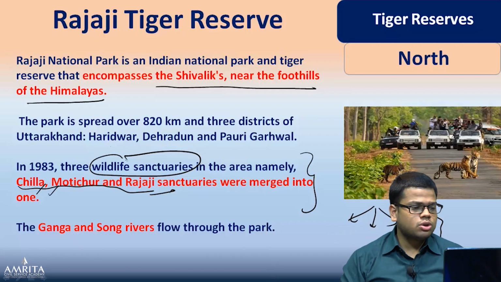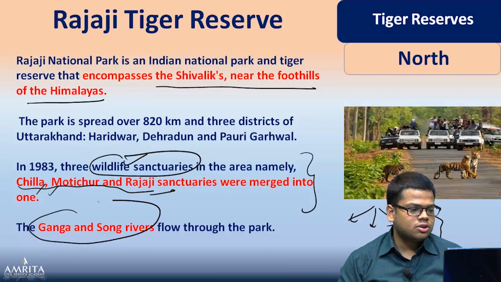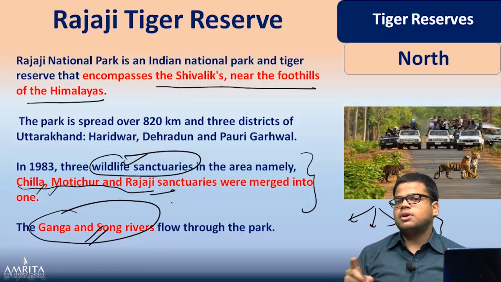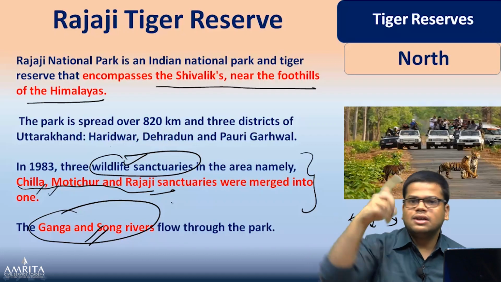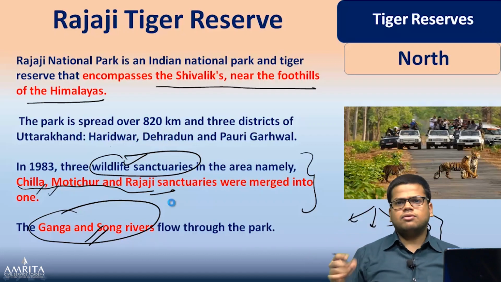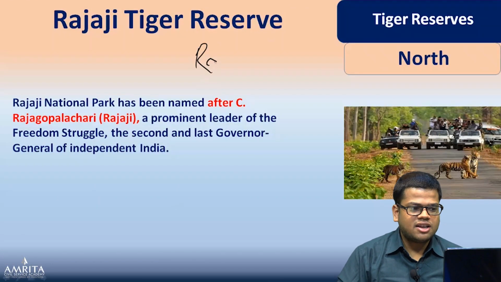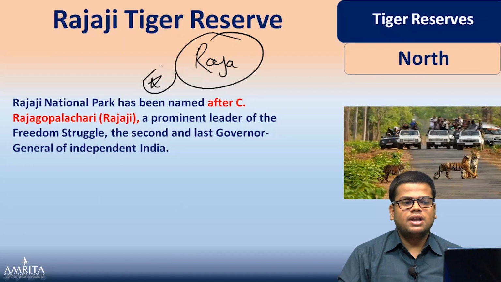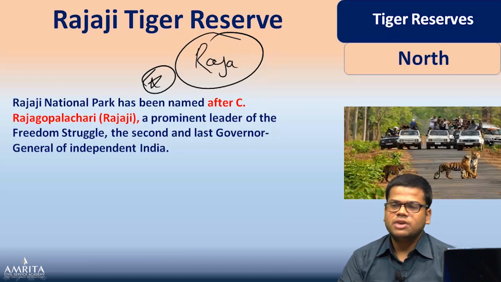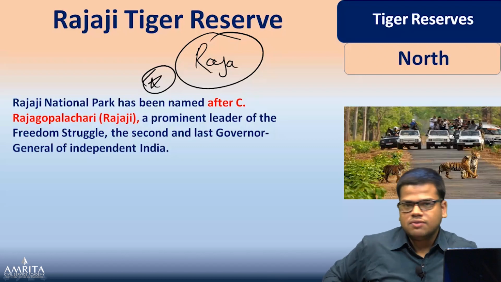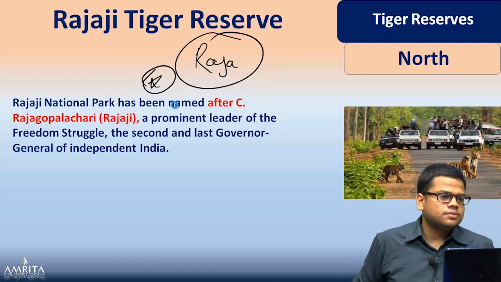Okay, so these 2 rivers, Ganga and Song River, flow through the park. I told you that you have to remember the rivers that pass through the park, the hills, the location, and the wildlife, if any. So why Rajaji? It is named after C. Rajagopalachari. He was a Bharat Ratna, and he is given in the history context, with the C. Rajaji formula.